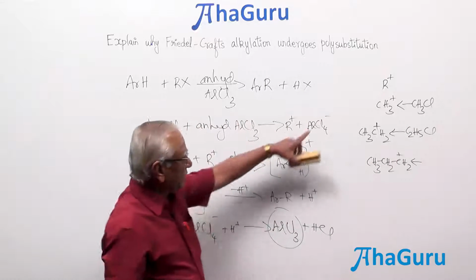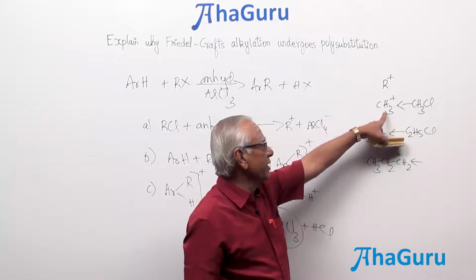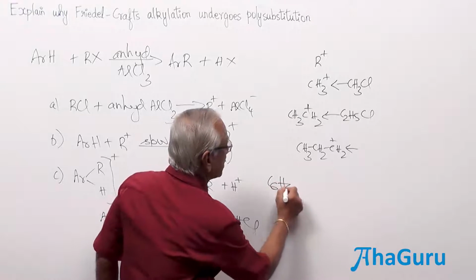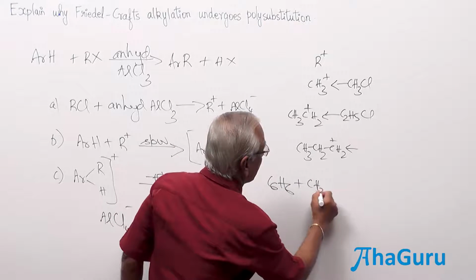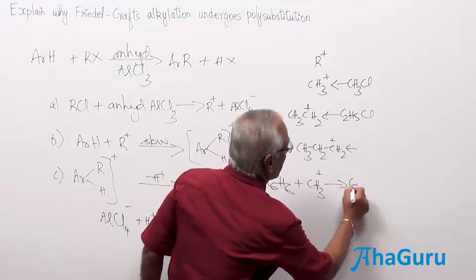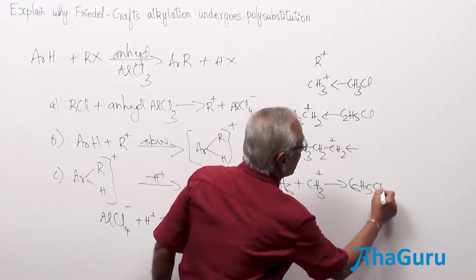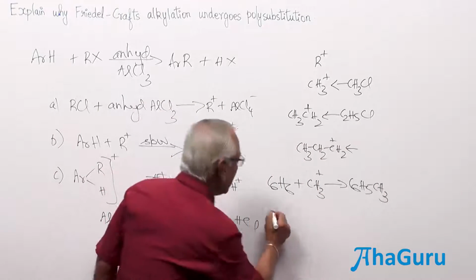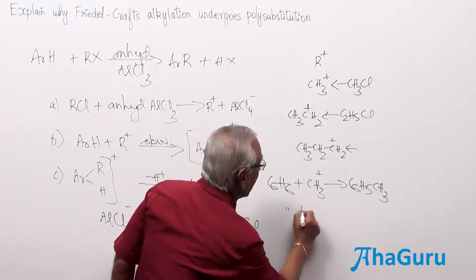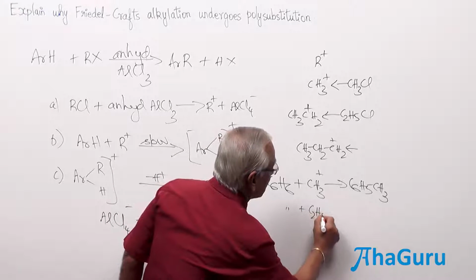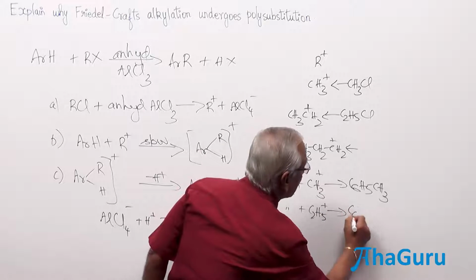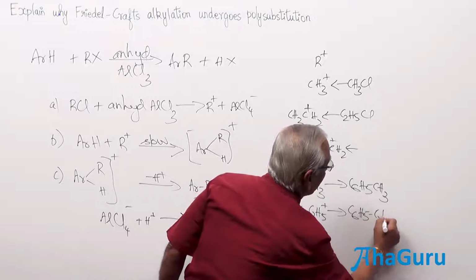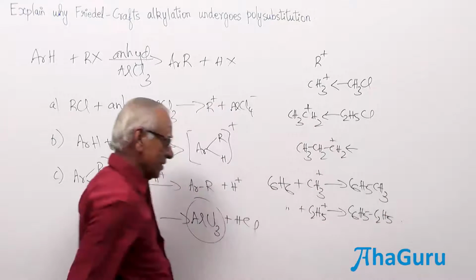Now, if this is going to attack the benzene, we are going to get toluene. Look at this, C6H6 plus CH3 plus, so the product is going to be toluene here. Now, in this case also there is no problem, my dear students. Now, if this is reacted with C2H5 plus, you are going to get C6H5C2H5, ethyl benzene. Yes.